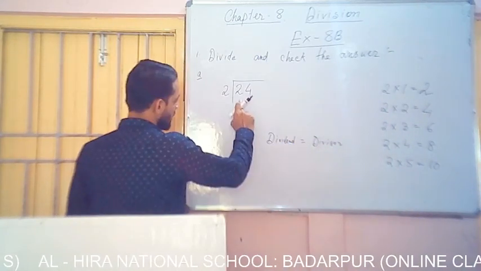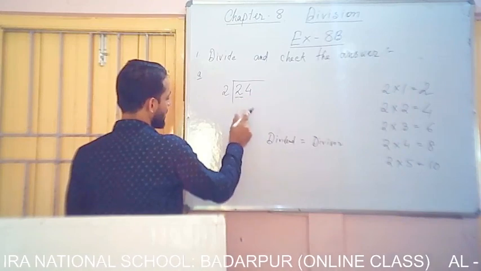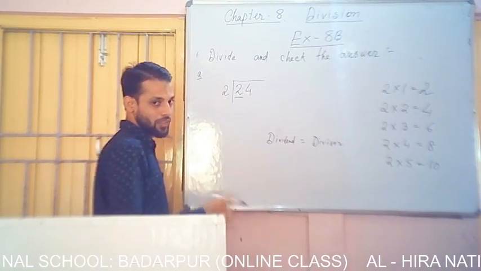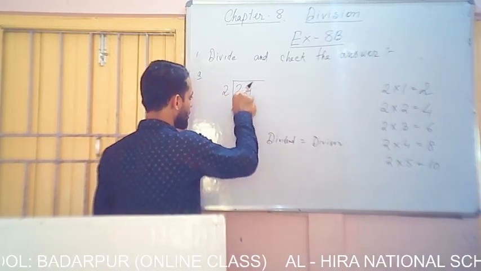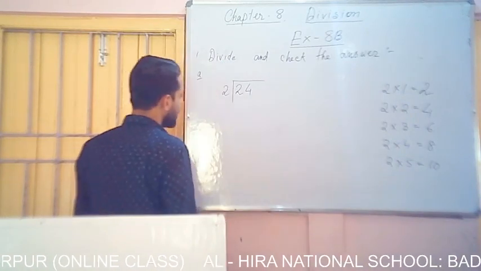This number is the dividend, this number is the divisor. Both the numbers are equal, that means we can divide. Okay, so easily you can see here.